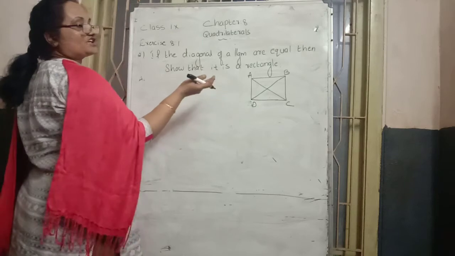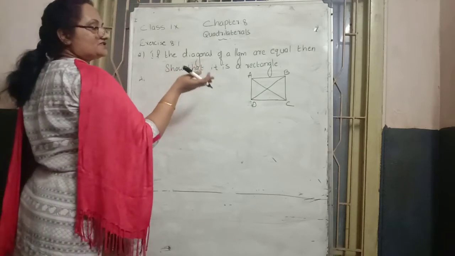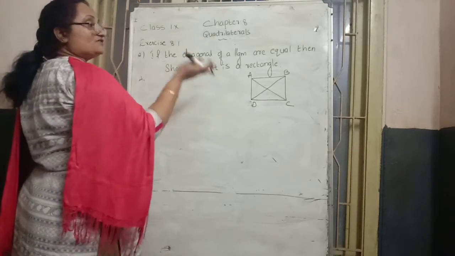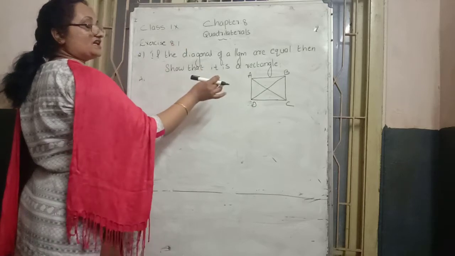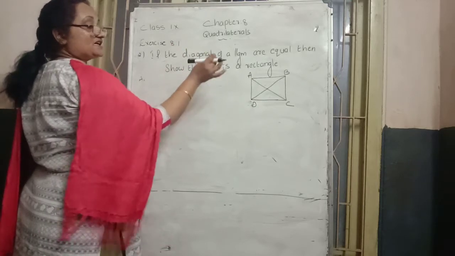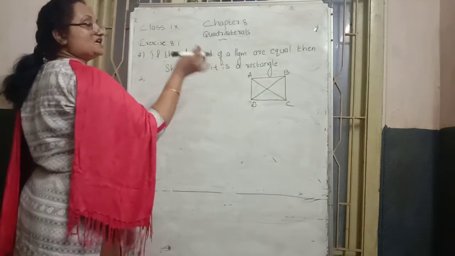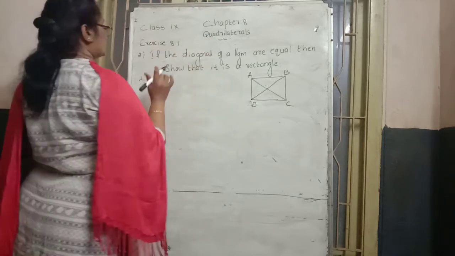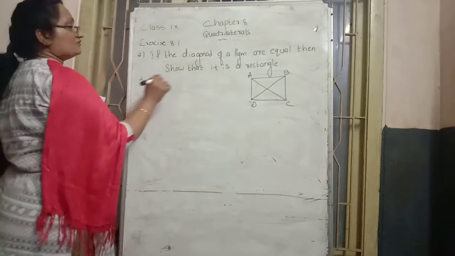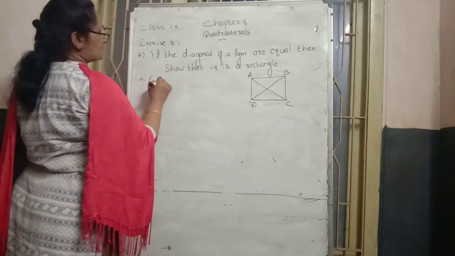We don't know whether it is a rectangle or not. We want to prove it: does it become a rectangle? How to prove it? We want to prove that opposite pairs of sides are equal and one angle becomes 90 degrees. For that, first of all, we write the given things.